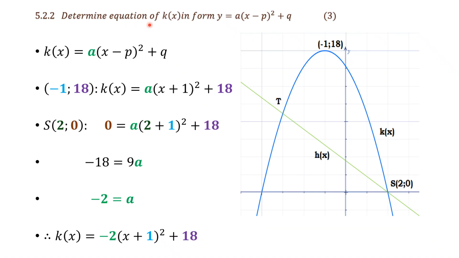Determine the equation of k of x in the form y equal a, x minus p squared plus q for 3 marks. So remember, P and Q is the turning point of the parabola. Turning point given, minus 1 and 18. So minus 1 would become positive 1. 18 stays as it appears.